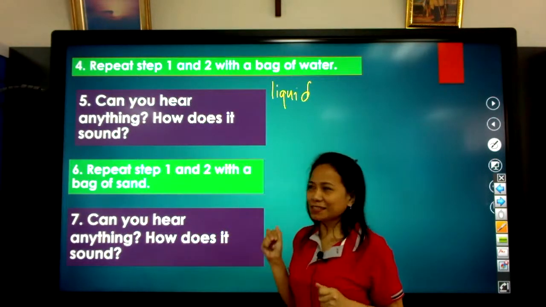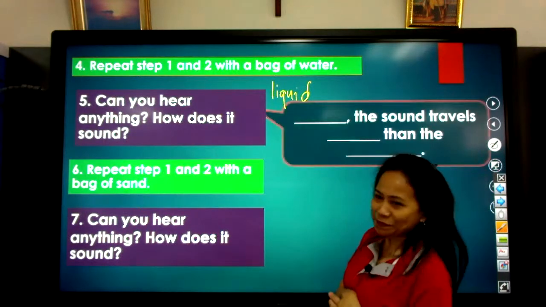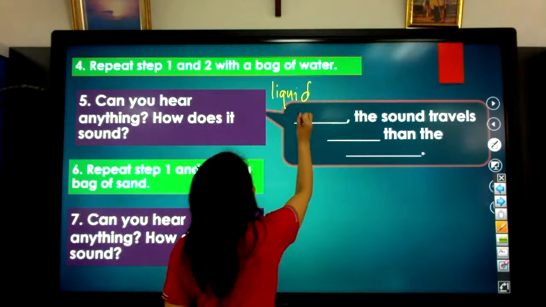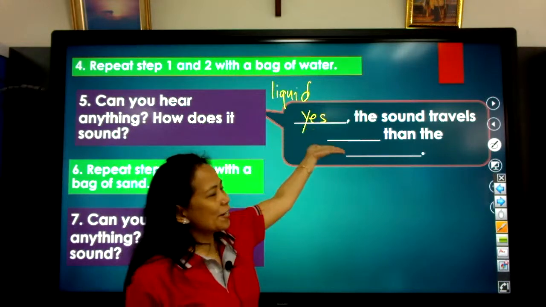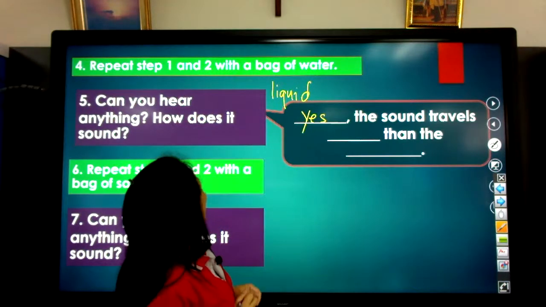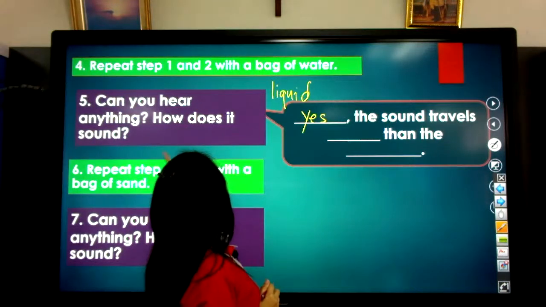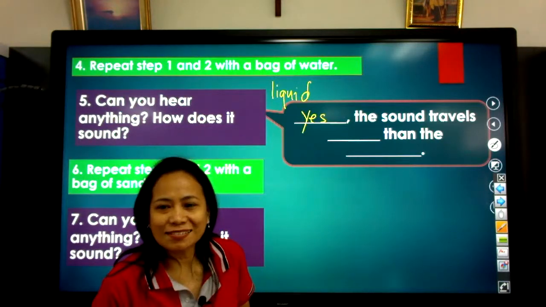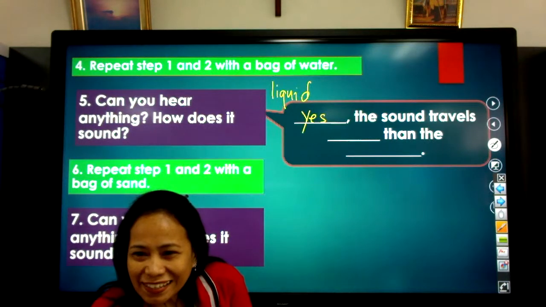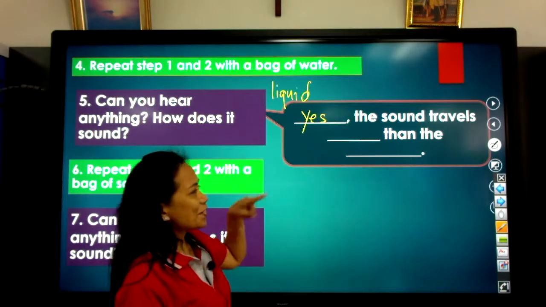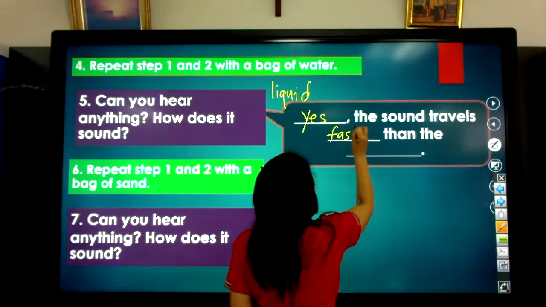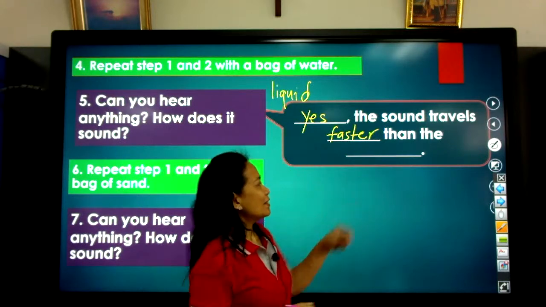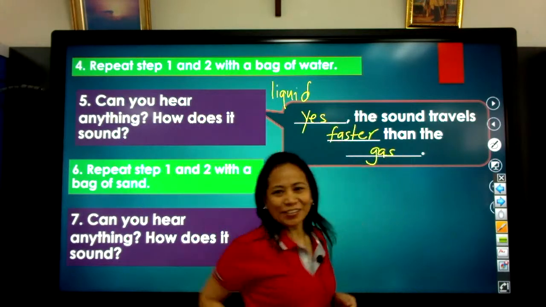So how does it sound? Can you complete the sentence? Anybody can complete the sentence here? So what is the answer here? For number 5, how does it sound in gas? Yes, faster. Faster than gas. So the sound travels faster than the gas. Very good.